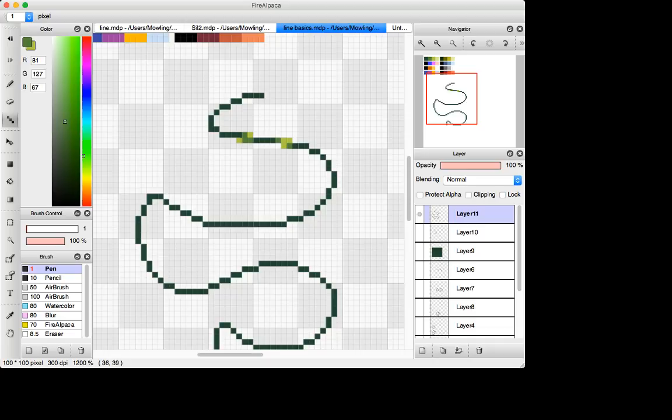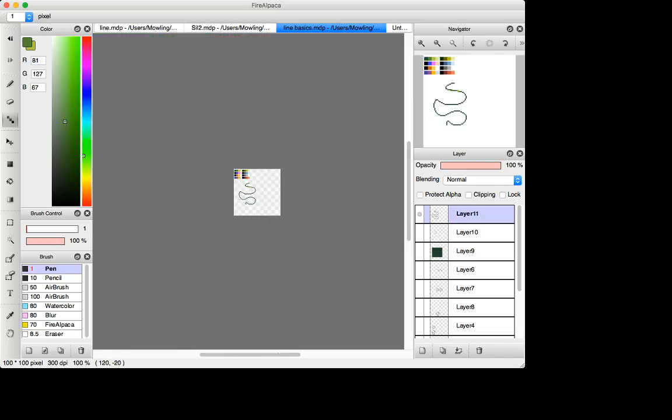So something like this doesn't really read that well from a distance compared to its counterpart.